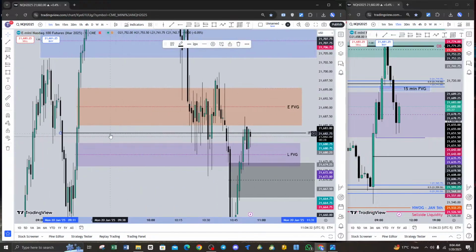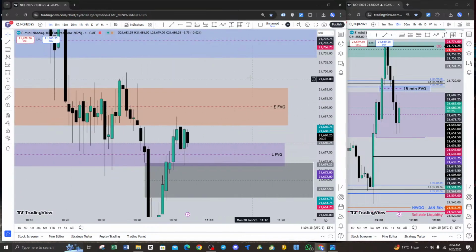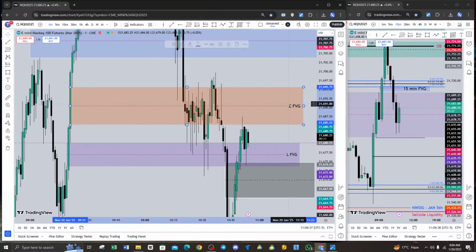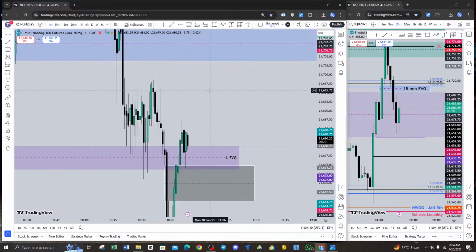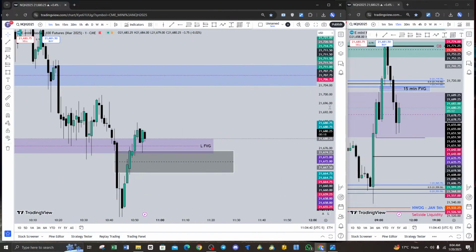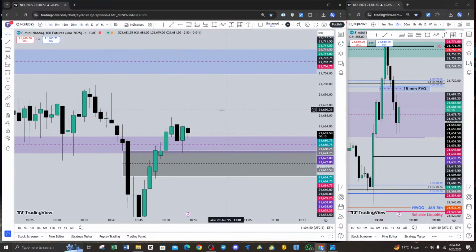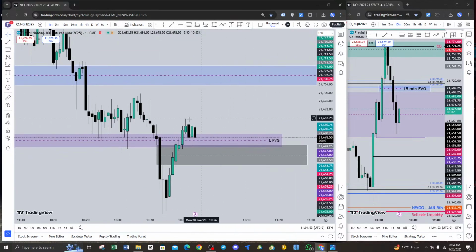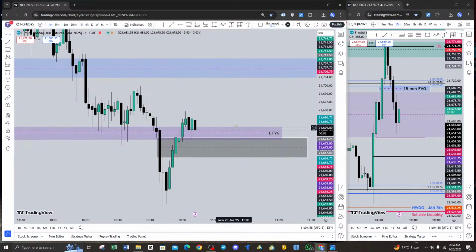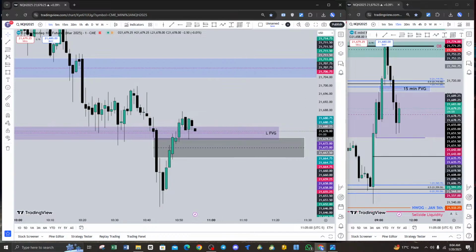Wait, let me delete this level. Also delete this entry fair value gap. This is making the chart a bit messier. So I want to see that the market will take this high, and I will consider this as the market structure shift, and my entry will be something like this. Wait, let me show you.